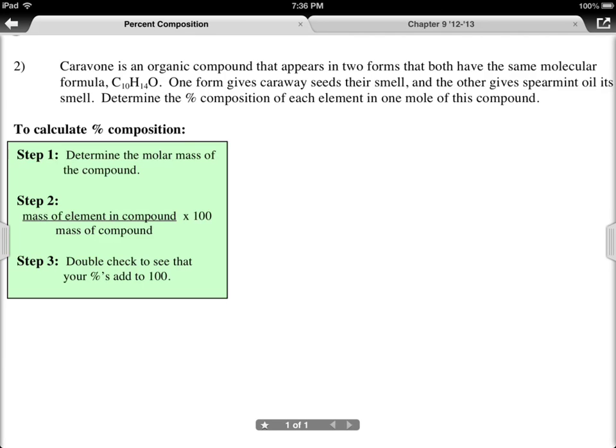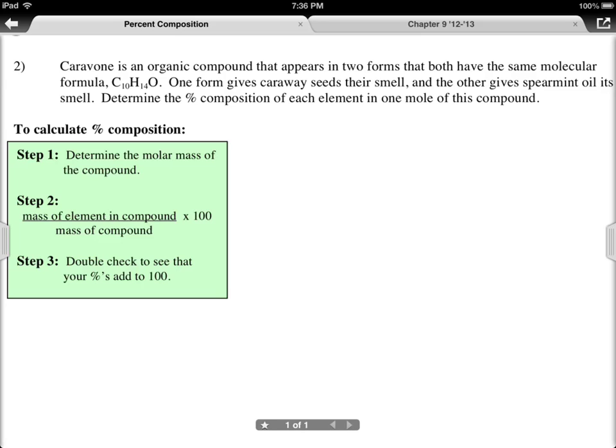Here's the second type of problem you're going to see. This question says, Carvone is an organic compound that appears in 2 forms that both have the same molecular formula, which is C10H14O. One form gives caraway seeds their smell, and the other gives spearmint oil its smell. The question starts here. Determine the percent composition of each element in 1 mole of the compound. Down below you can see I wrote down steps to solving this problem. It's pretty straightforward if you follow the steps.